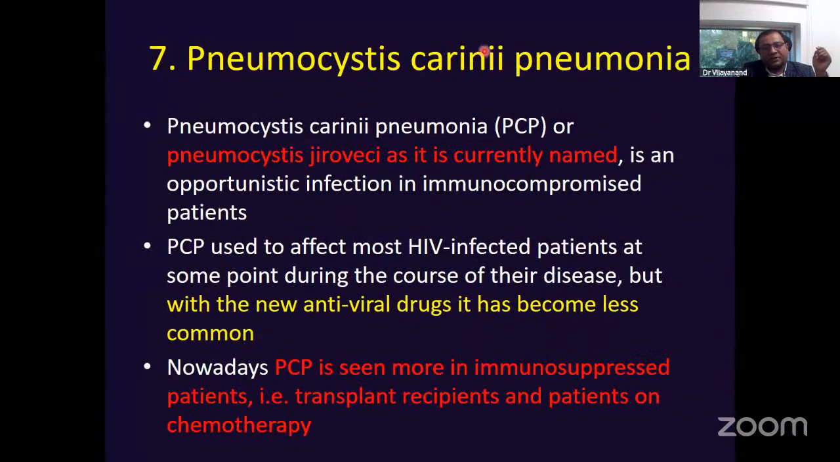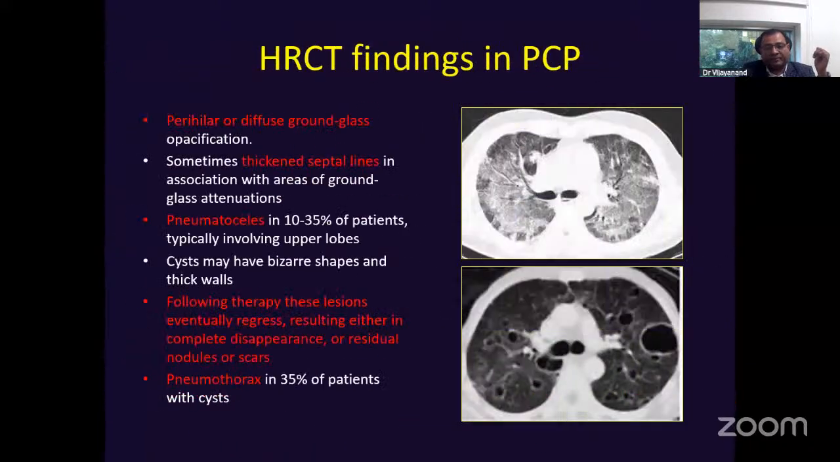Coming to Pneumocystis pneumonia, also called Pneumocystis jirovecii pneumonia, PCP used to be very dominant in HIV infected patients, but because of the new antiviral drugs, PCP has come down in HIV patients. Nowadays PCP is more seen in immunosuppressed patients, transplant recipients, and patients on chemotherapy. So what are the HRCT findings there?